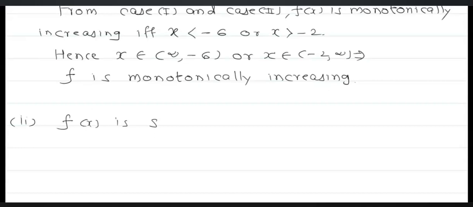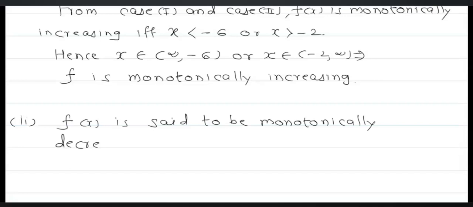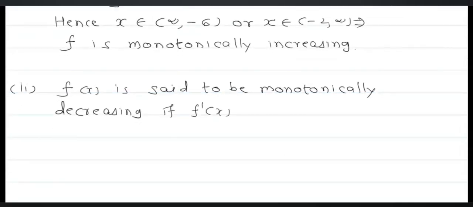Second, f is said to be monotonically decreasing if f dash of x is less than 0. That is, 3 in bracket x plus 2 into x plus 6 is less than 0, that is, x plus 2 into x plus 6 is less than 0.